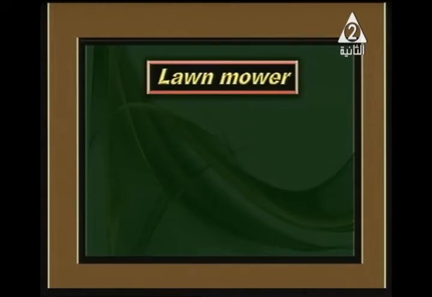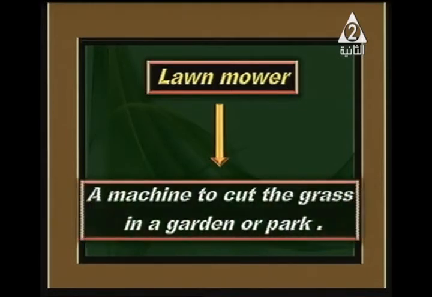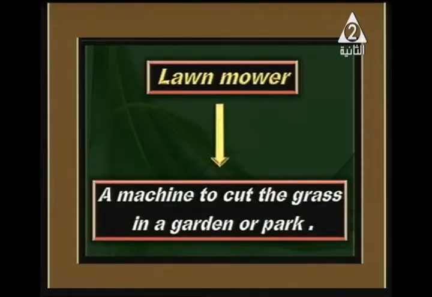Okay, then the next word is lawnmower. What do you mean by lawnmower? Actually it's a new word that maybe you couldn't know. It's a machine to cut the grass in a garden or a park. Do you know the machine that cuts the grass, the small grass? Fine. This machine is called a lawn mower. So it's a machine to cut the grass in a garden or a park.